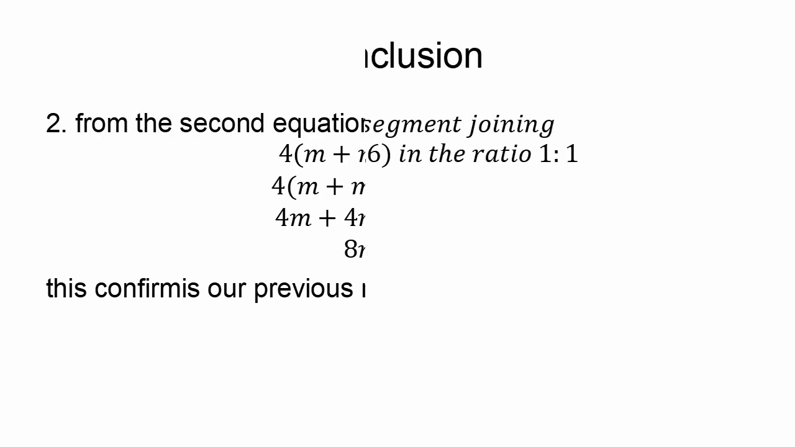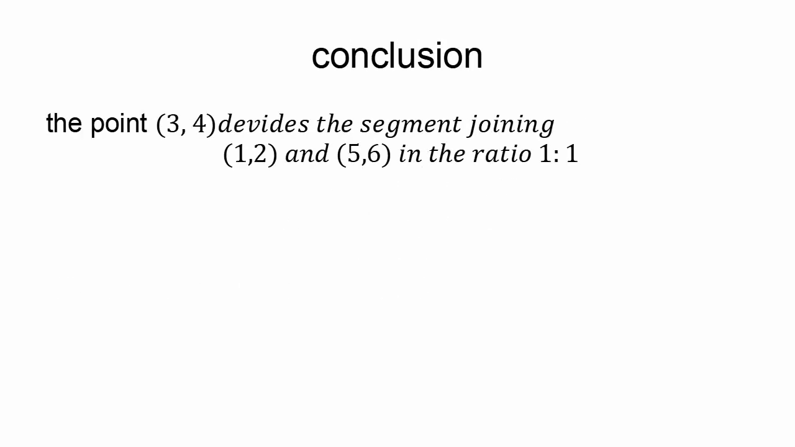Conclusion. The point (3, 4) divides the segment joining (1, 2) and (5, 6) in the ratio 1 to 1.